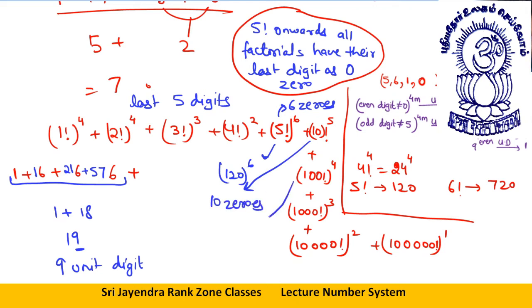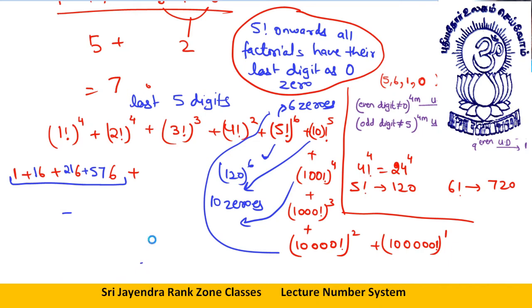100 factorial has actually 24 zeros, too many zeros. So beyond this point, all numbers will have too many zeros. So what I need to do is just add these numbers. All these numbers will have too many zeros at their end. So this will give me what? 576, 216, 16 and 1. Let's add these up.